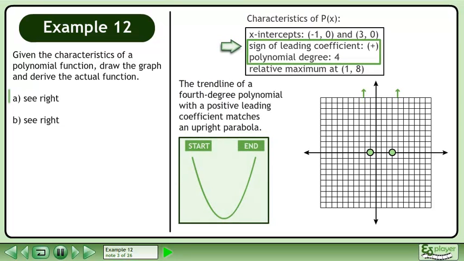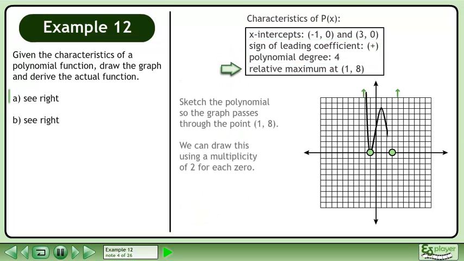The trendline of a fourth-degree polynomial with a positive leading coefficient matches an upright parabola. Sketch the polynomial so the graph passes through the point (1, 8). We can draw this using a multiplicity of 2 for each zero.